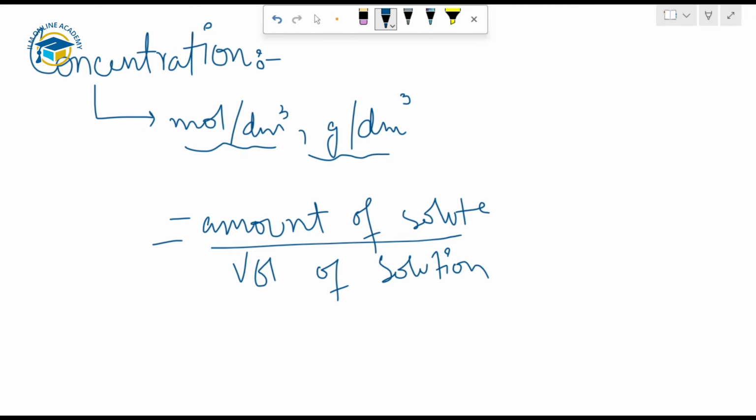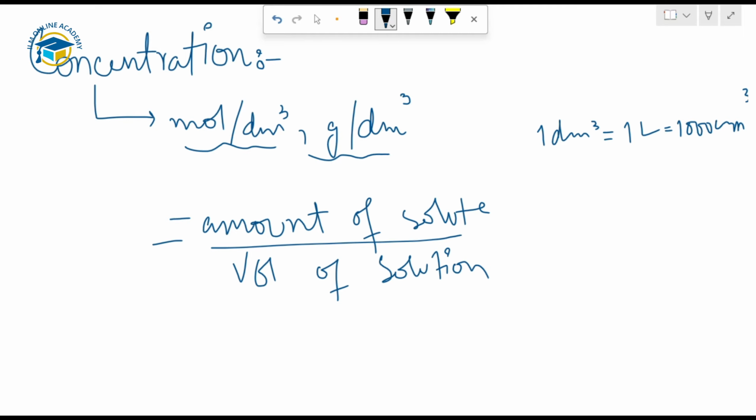When a chemical substance or solute is dissolved in a volume of solvent, we can measure the quantity of solute in two ways: either its mass in grams or its amount in moles. That's why we have two units for concentration. The final volume of the solution is normally measured in cubic decimeters. And a hint: 1 decimeter cube is equal to 1 liter, and that is equal to 1000 centimeter cube. So you can easily switch between these different units.